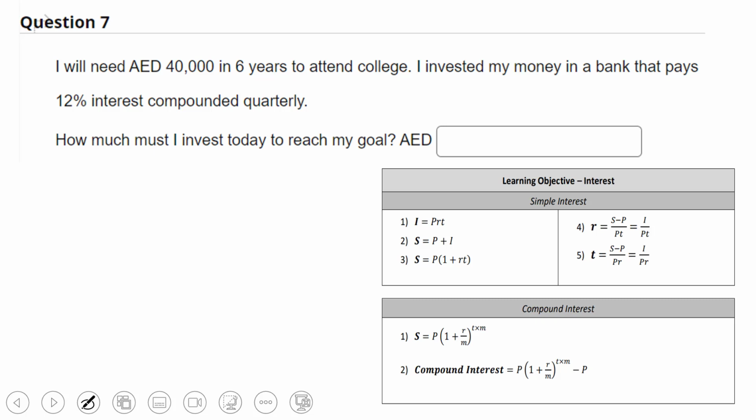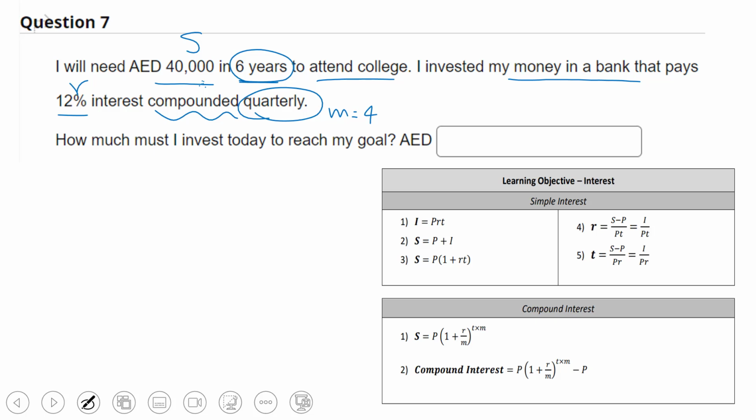Okay, now, yes, you will need this amount in 6 years to attend the college. So this is the amount you need in 6 years. Okay, invested my money in a bank. I don't know how much you have. This is R. He said compound quarterly. So M equal to what? M equal to 4, right? So this amount is S, is not P, because this is needed in 6 years. And after 6 years, you need this one. So this time is S.